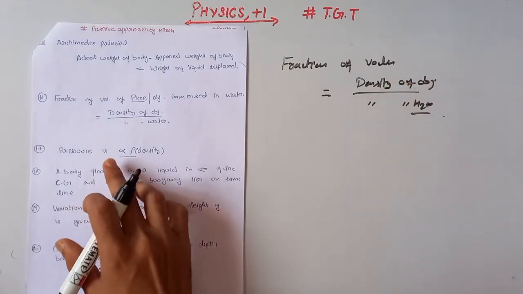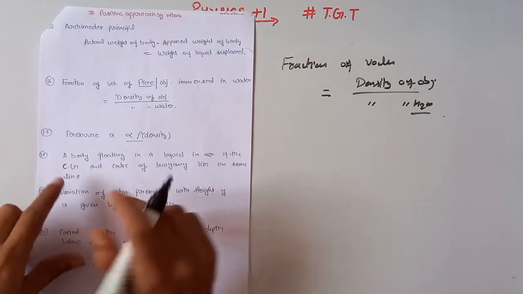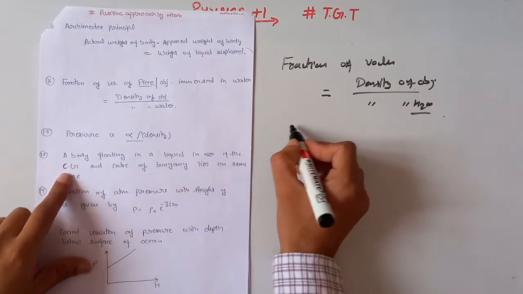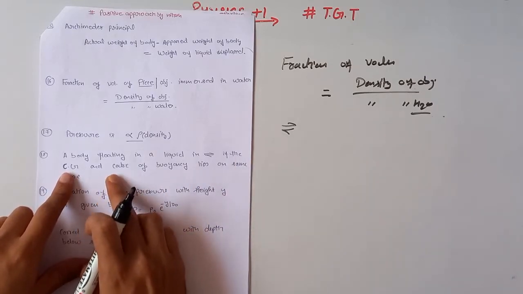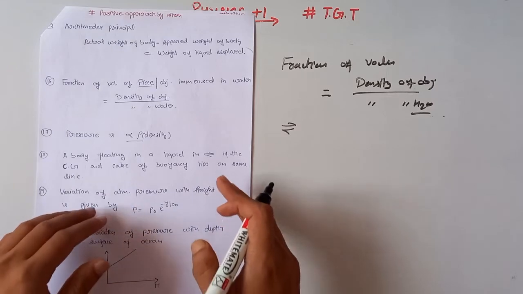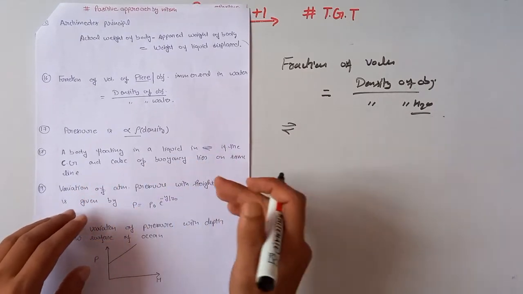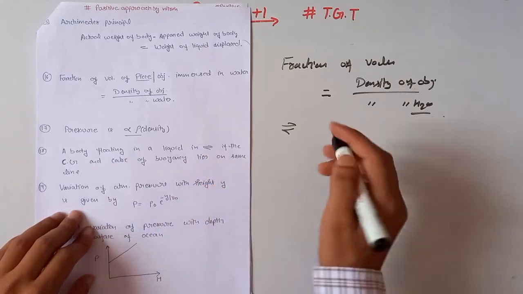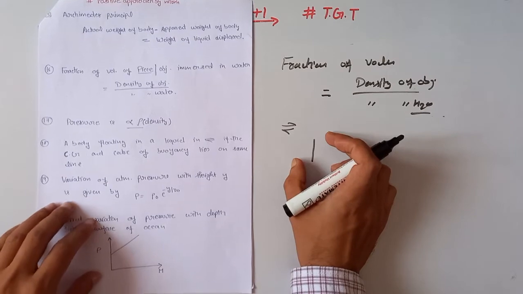Now pressure is directly proportional to density. A body which is floating in a liquid is in equilibrium if the center of gravity and the center of buoyancy lie on the same line.